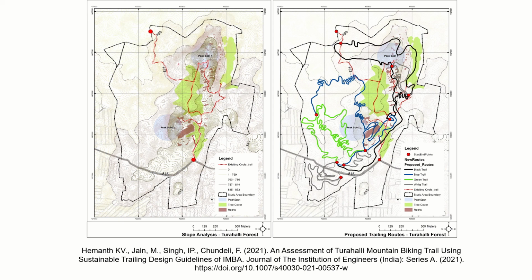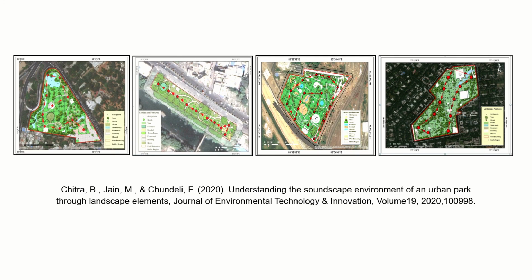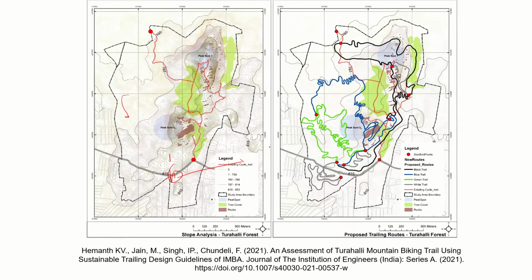And here again, the primary data used is the topography, and which is the ideal slope for biking, and which is useful, which is not useful, all that can be done. And this is one of the studies done, and all that I have shown is probably at a broader scale.